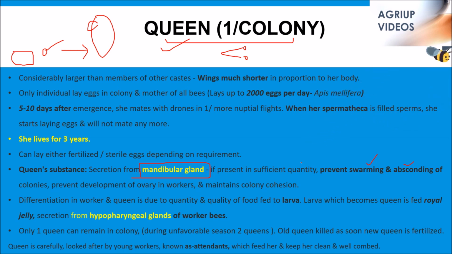As long as the queen is producing the substance, she is able to control her colony. After that, when she is unable to secrete such substances in the environment, then the colony gets weak and others try to take over the position of queen. Now, differentiation in worker and queen is due to the quantity and the quality of the food which is fed to the larva. The food fed to the queen is called royal jelly, which is secreted from the hypopharyngeal glands of the worker bee.